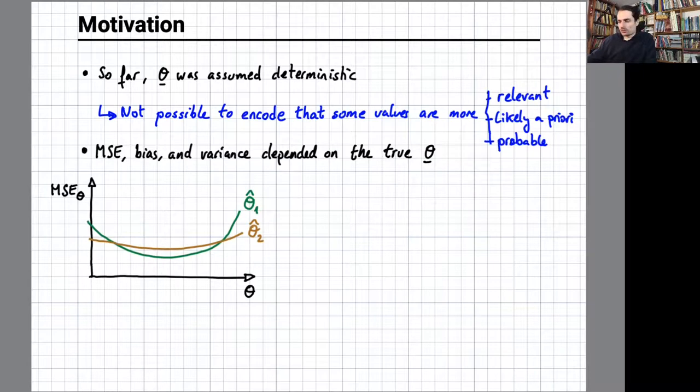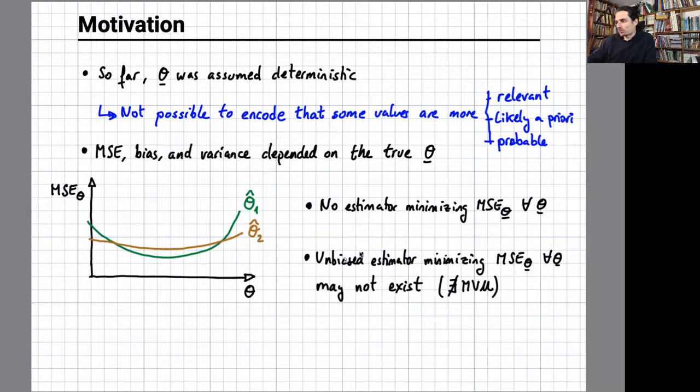Another difficulty that we experienced was the dependence of the performance metrics that we considered on the true value of the parameters, right? So remember that the kind of plots that we drew in the previous part of the course looked like this. In this case the MSE is seen to be a function of the true parameter theta. And this brought us to show that there is actually no estimator minimizing MSE for all theta, right? Because in order for an estimator to be optimal, it must be the best for all values of theta, right?